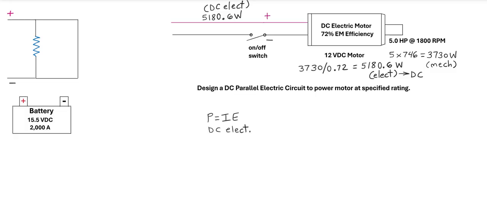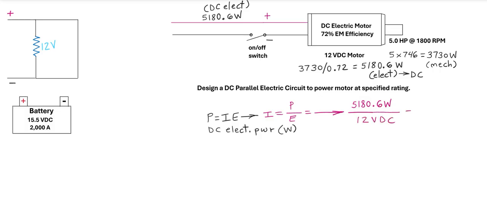So if we access the DC electrical power formula, which is P equals I, current in amps, times E, volts, with P as DC electrical power measured in watts, we can also solve for I current by dividing the DC electrical power by the voltage. Parallel circuits maintain constant voltage. Series circuits maintain constant current. So we have a current value delivered to the motor of 431.7 amps of DC electrical current.